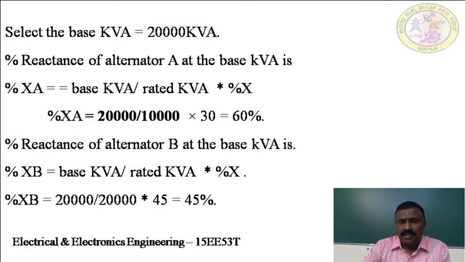Again, the percentage reactance of alternator B at base kVA can be given as again the base kVA divided by the rated kVA multiplied by percentage X rated. This is equal to 20,000 by 20,000 into 45. This is called the rated reactance. So you will get it as 45%. Now we have converted the reactances of alternator A and alternator B to the base kVA.